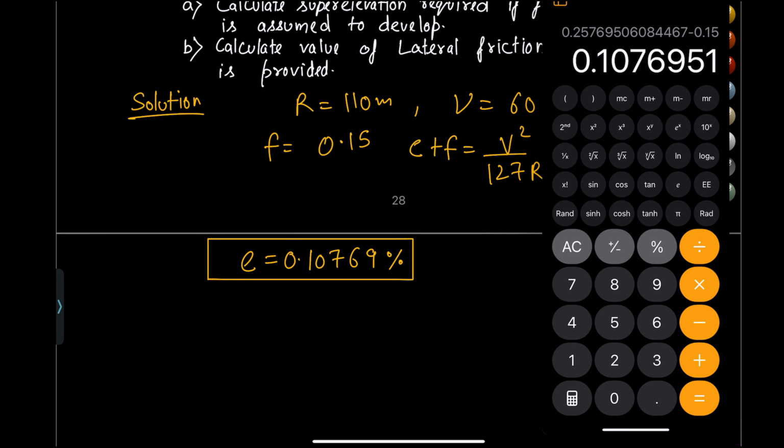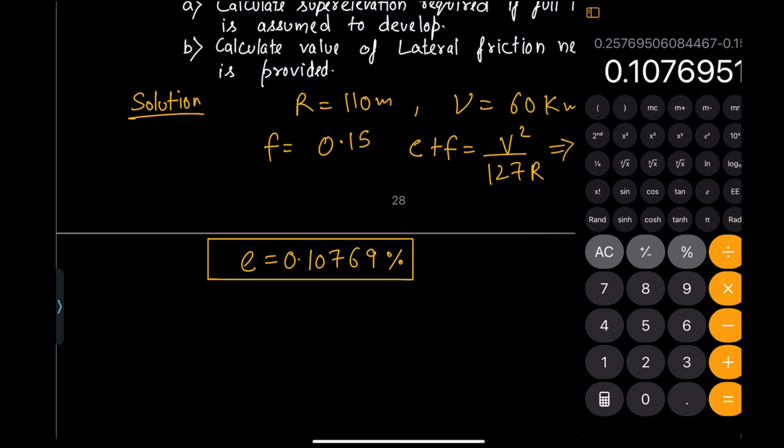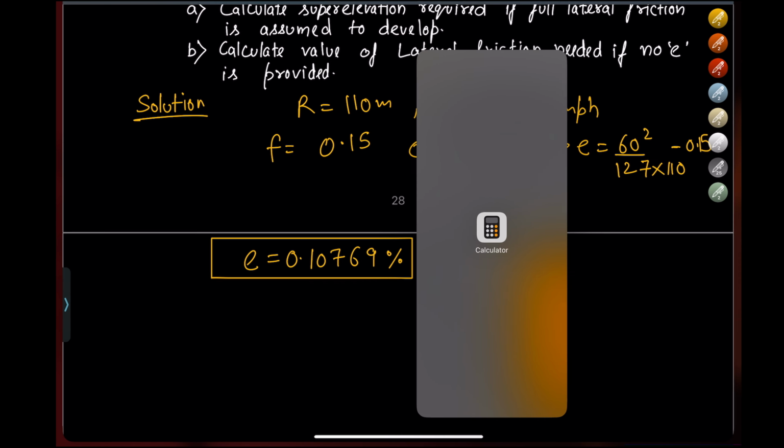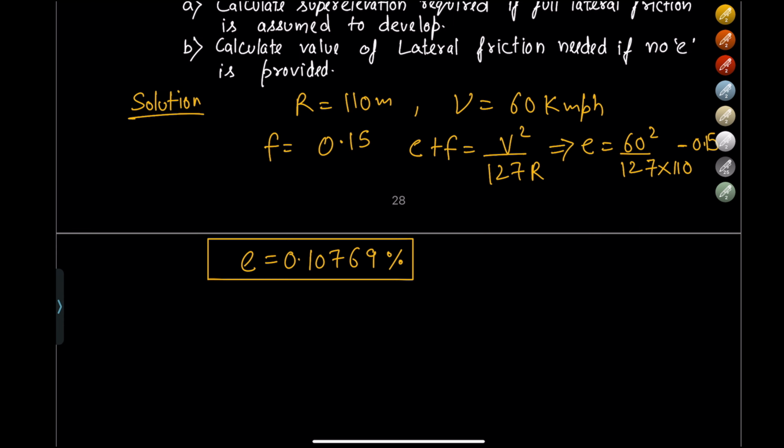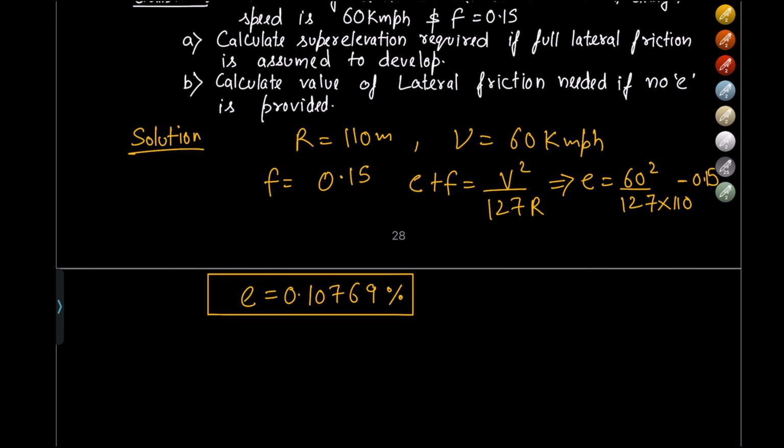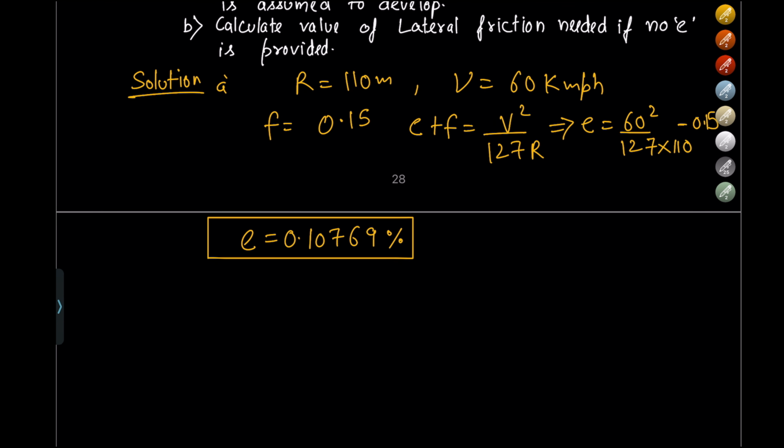When we need to design the super elevation, the procedure is different, and that we'll discuss most probably in the next class. Next is to calculate the value of lateral friction needed if no E is provided. That is part B. So E is equal to 0, V is equal to 60 kmph, and F needs to be calculated.